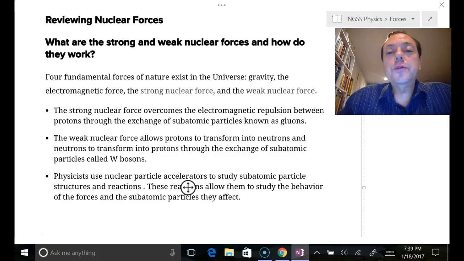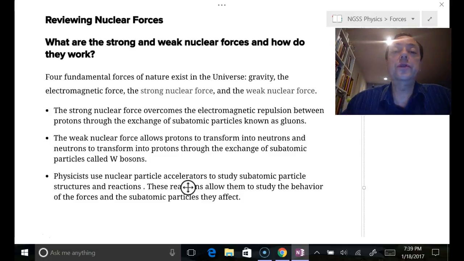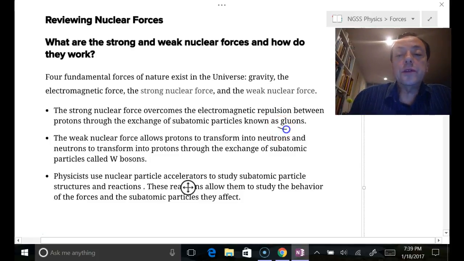What are the strong and weak nuclear forces and how do they work? Four fundamental forces of nature exist in the universe: gravity, the electromagnetic force, the strong nuclear force, and the weak nuclear force. The strong nuclear force overcomes the electromagnetic repulsion between protons through the exchange of subatomic particles known as gluons. The weak nuclear force allows protons to transform into neutrons and neutrons to transform into protons through the exchange of subatomic particles called W bosons.